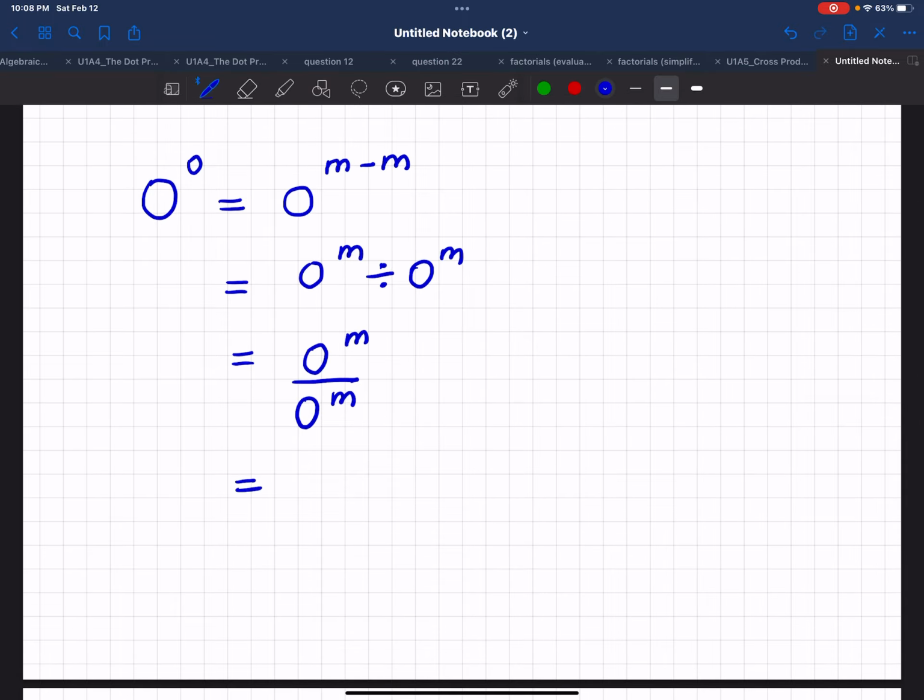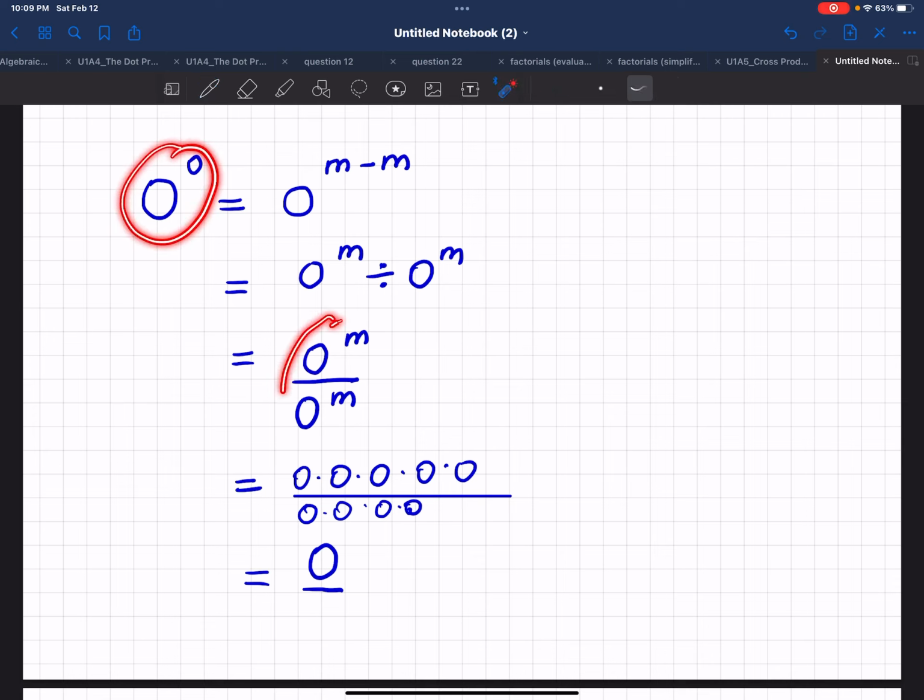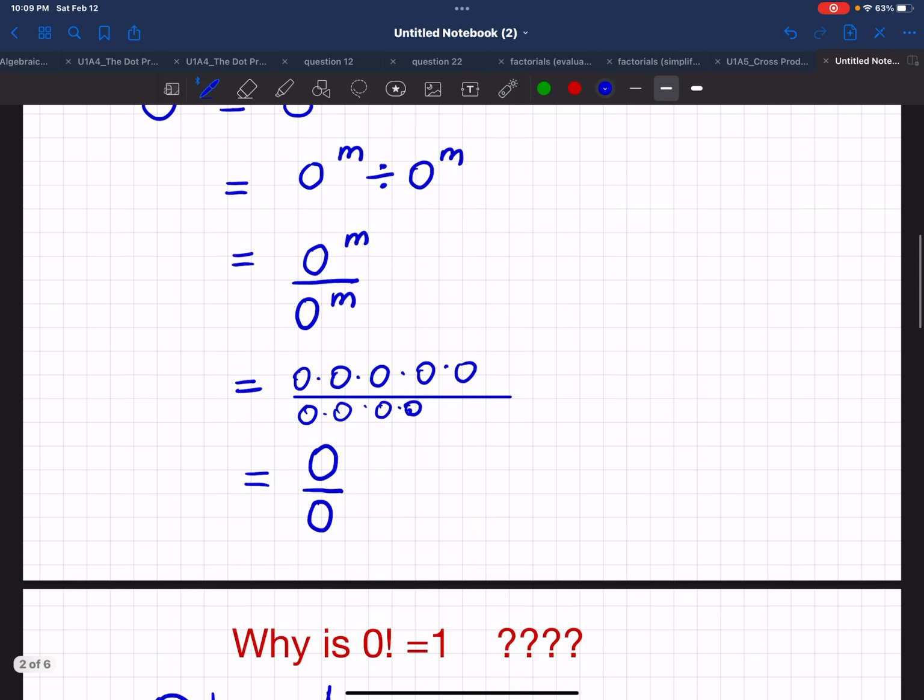Now 0 to the power of m means that we are multiplying 0 by itself many times, or m times. And no matter how many times we multiply 0 by itself, the answer will always be 0. And the same thing with the denominator. Therefore, the simplified form of 0 to the power of 0 will be 0 to the m over 0 to the m, or 0 divided by 0.